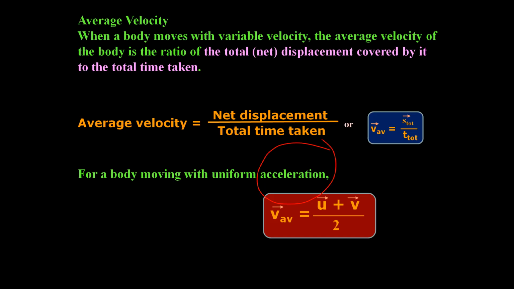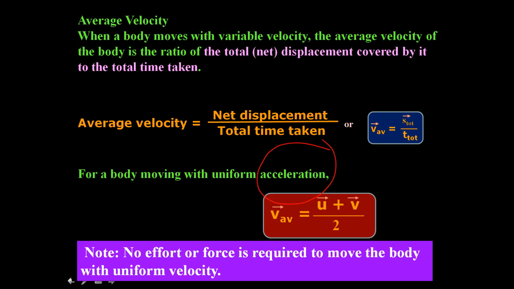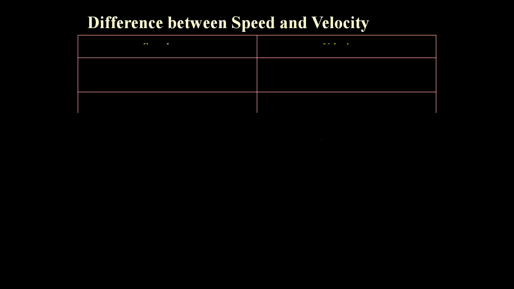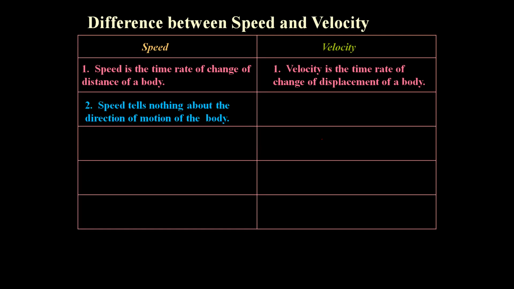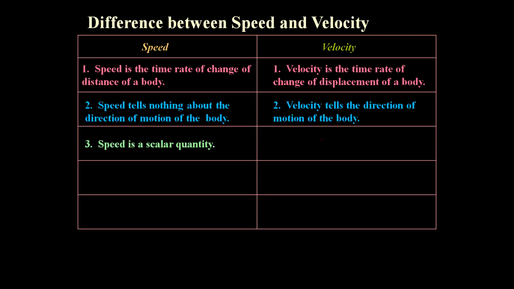Hope you all understood what is speed and what is velocity. We'll quickly have a recap of the difference between speed and velocity. Let's start with the definitions. Speed is distance by time taken, whereas velocity is displacement by time taken. Speed tells nothing about the direction, whereas velocity will give you the direction of motion of the body. Since speed does not have a direction, we call it a scalar quantity, and since velocity has a direction, we call it a vector.